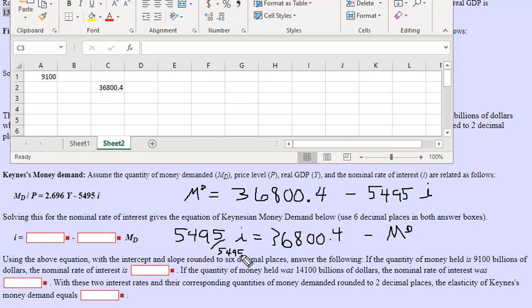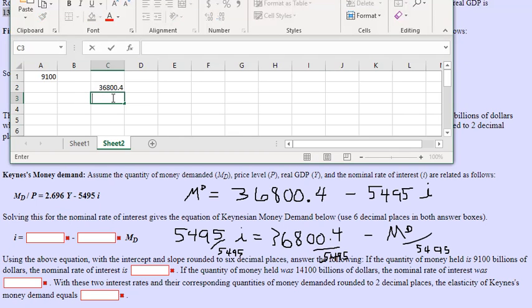Okay, now I got to divide both sides of the equation by this value, 5495. I have to divide that value by 5495. And I got to divide this side by 5495. Okay. So I'll go up here in Excel and I'll take this intercept value and I'll divide by 5495. And this gives me the intercept of the equation.